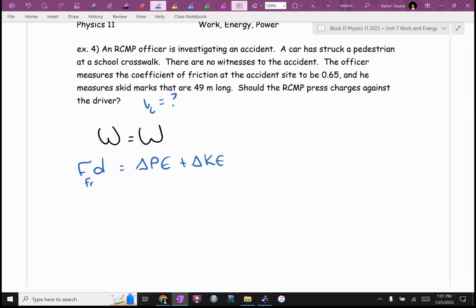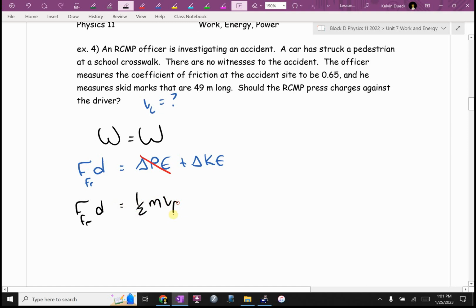Although this doesn't contain the phrase level ground, do you see any hint in the question of a hill or a change in height? I don't. So we're going to do this. But by the way, in real life, if there was a change in elevation, you could just measure that and include it in here. So we're going to get this: force of friction times distance equals a half m v final squared minus a half m v initial squared.